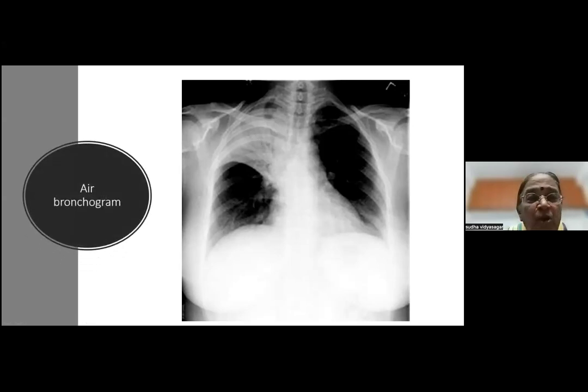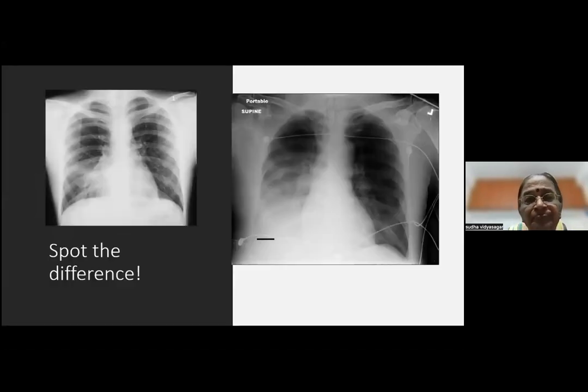So that's an air bronchogram. Okay. That's a very typical feature of a consolidation. It's a right upper lobe consolidation. Right. So let's go on to the next one.